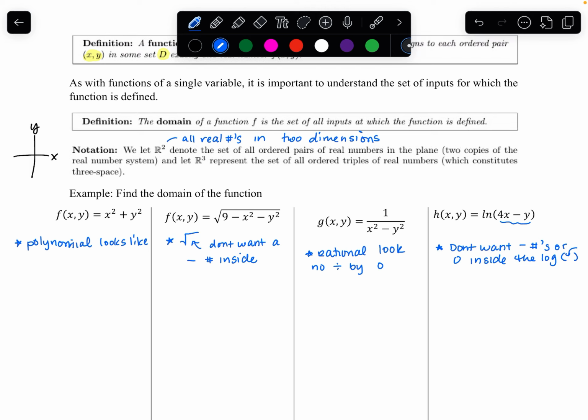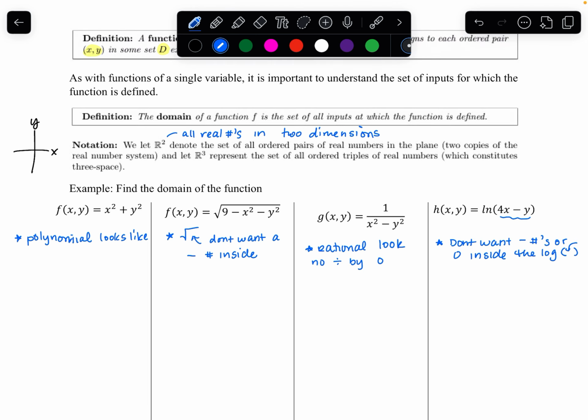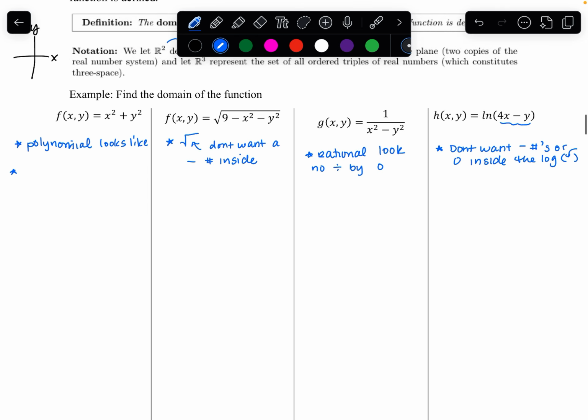But let's go through these. Let's do the polynomial first, because the domain of polynomials in the multivariable case is the same as it is for a single variable. Remember, the domain of all polynomials before was all real numbers. And that's going to stay true, right? Except now we are in 2 space, so we want R2, right? So basically, when we're looking at this function, x and y, we can plug in anything. So they can be anything.